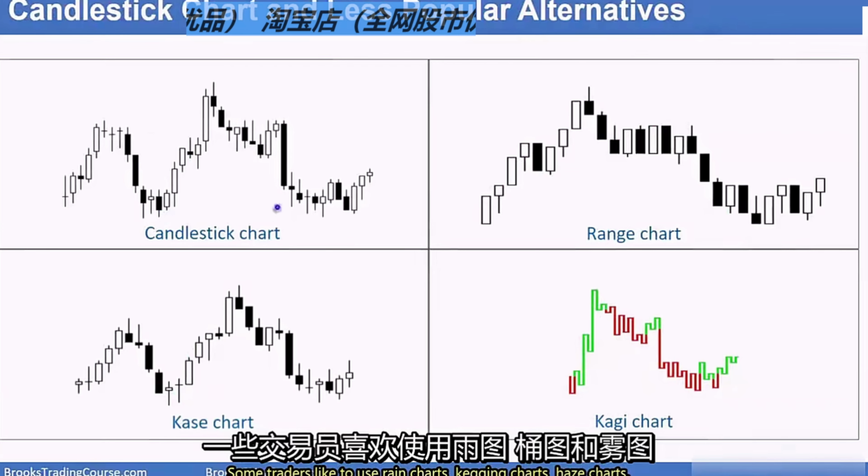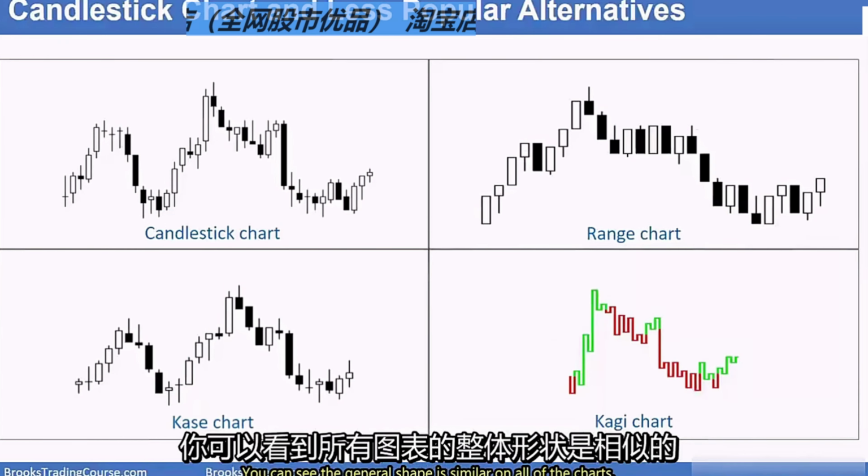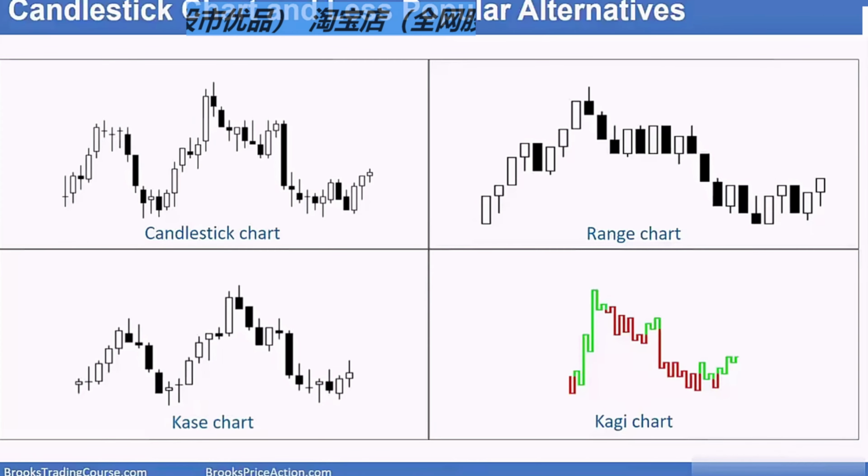There are candlestick charts and some other less popular charts. Some traders like to use rain charts, Kagi charts, case charts. It doesn't matter. They all represent the same thing. You can see the general shape is similar on all of the charts.